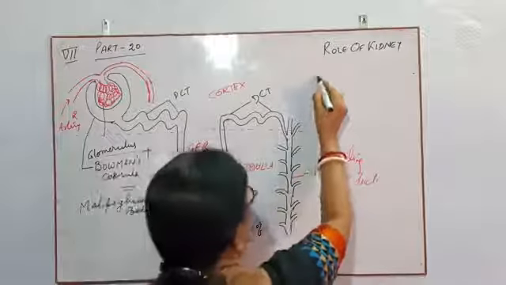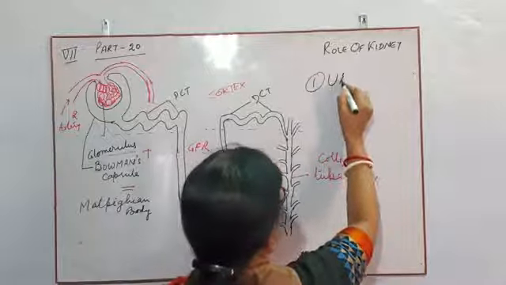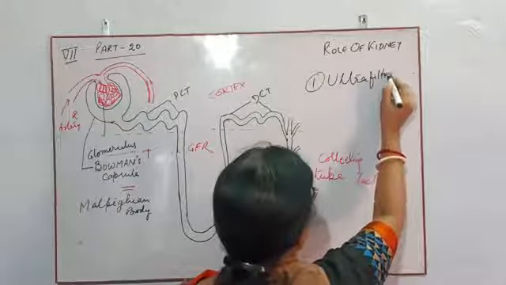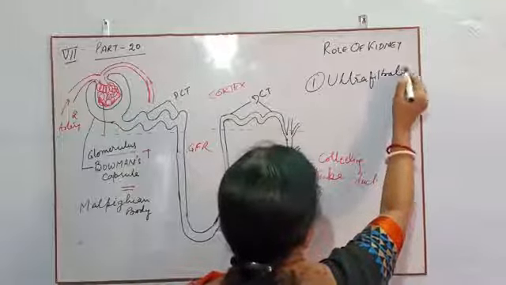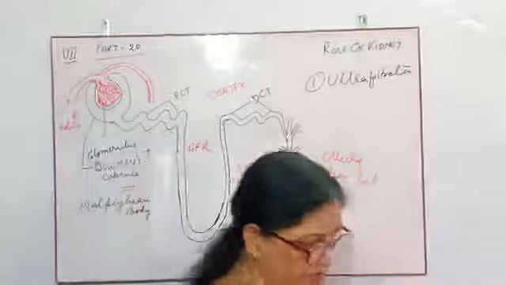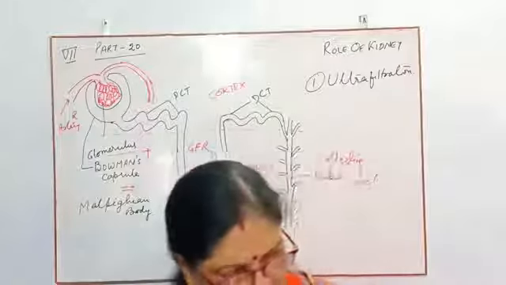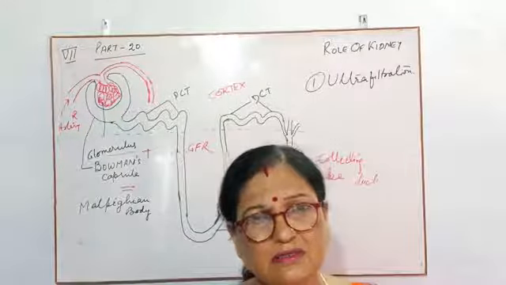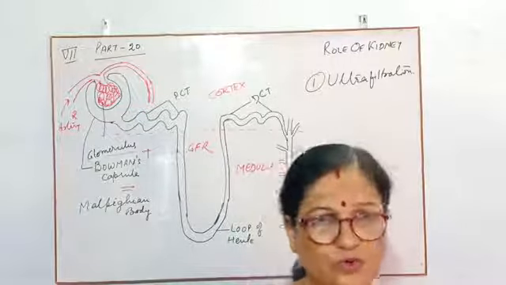Formation of urine needs 3 steps. The first is ultrafiltration. Children, do you know what is the meaning of ultra? Filtration, I think you know.